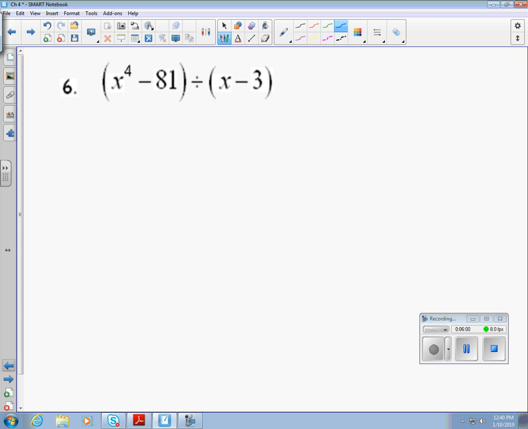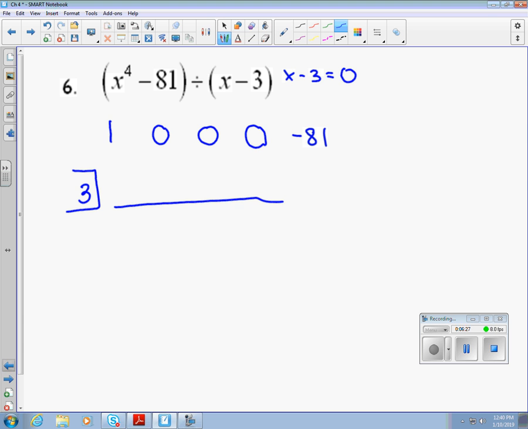So for number 6, what we're going to do is, if this is x to the 4th minus 81, we're really going to have a 1 for the x to the 4th, but we have a 0 for the x cubed, a 0 for the x squared, a 0 for the x, and a negative 81 because that's the no x. So you have to keep those. You need the zeros in there or we're going to have an issue. Again, x minus 3 equals 0. That's going to give me my magic number, which is going to be 3.